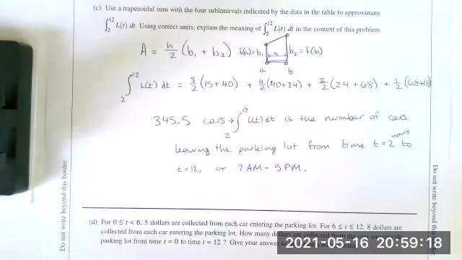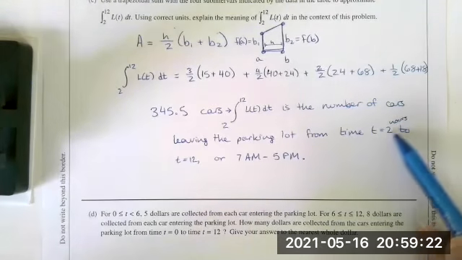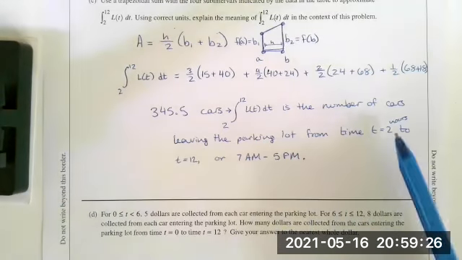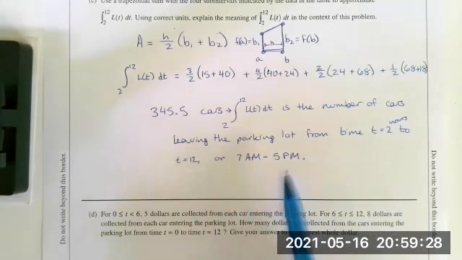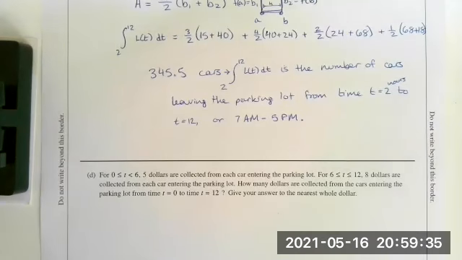If you think through noun, units, time, that checks you to make sure of your units: hours, and then time, t equals 2 hours, t equals 12 hours, or 7 a.m. to 5 p.m. Okay, I'm going to take a break here, and then we'll pick back up with the last part of this problem.